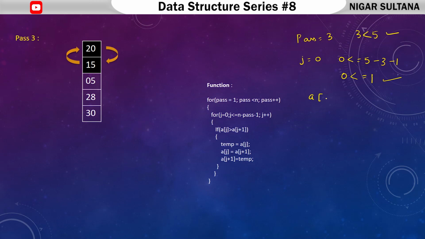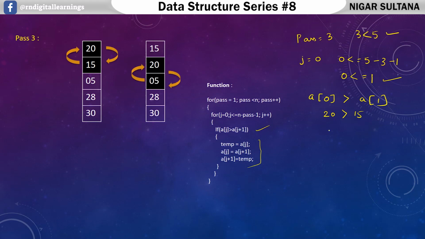a of j. j is how much? j is 0. Greater than a of j plus 1, which is 1. I must compare a of 0 with a of 1. a of 0 is holding 20 and a of 1 is 15. Compare. Yes, it is greater. If it is greater, then I must execute this swapping. Now 20 comes down, 15 goes up. Yes. Now increment the value of j.